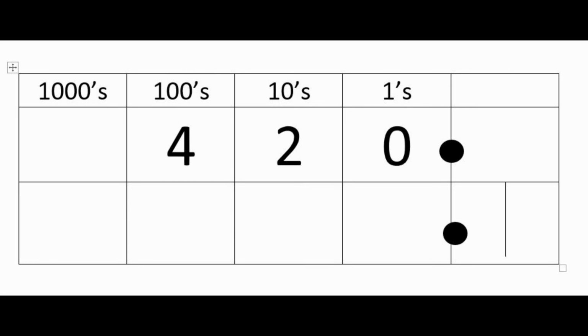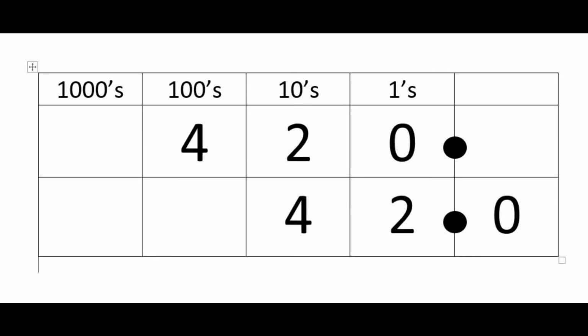Pause the video while you work out the answer. So the answer is 42. As you can see, all of the numbers have moved one column to the right, and the 0 is now the other side of the decimal point. Remember, you don't have to do the decimal point and the 0 if that is the answer. We only need the decimal point if there is a number other than a 0 that's going to be there.